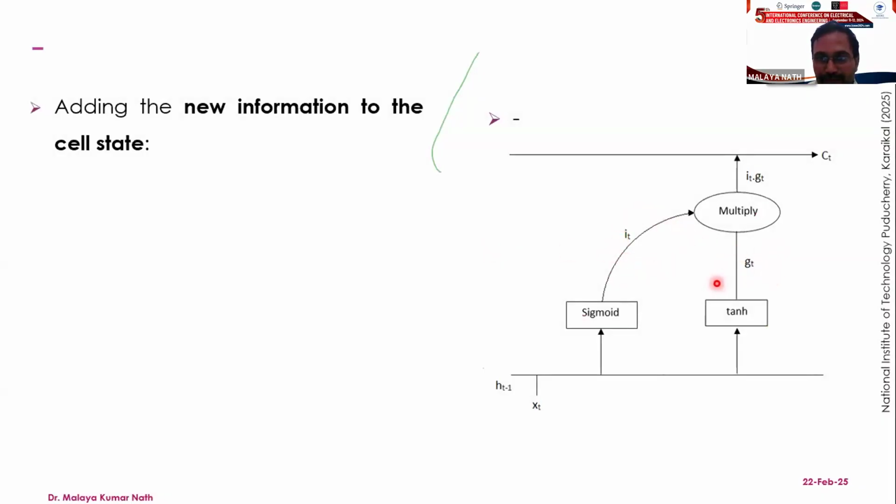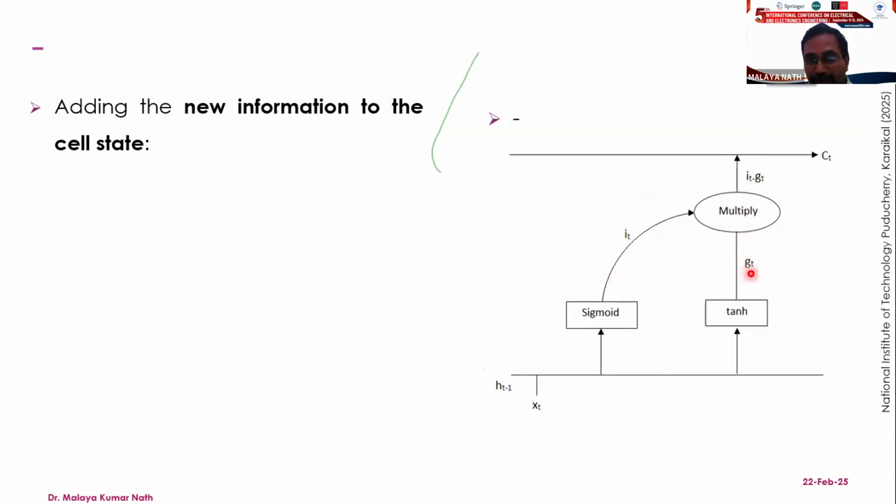Similarly, we get GT. GT is obtained by using the tan h function, and IT is obtained by the sigmoid function. Now GT is multiplied with IT, because IT can be 0 or 1. If it is 0, that means the information has to be removed. If it is 1, the information has to be kept intact, passed, or updated in the cell state. Now if IT is multiplied with GT, what is GT? That is nothing but the cell, it will provide the cell state information. That is a vector.